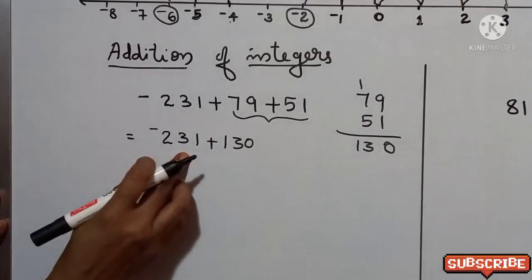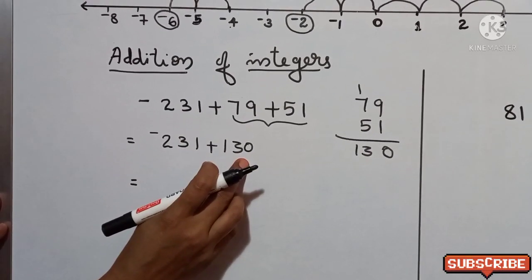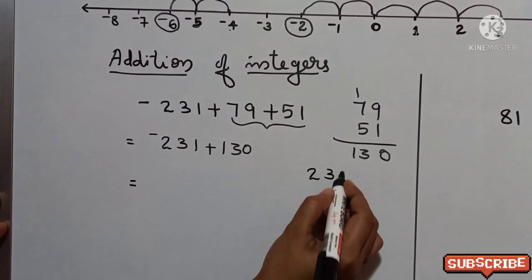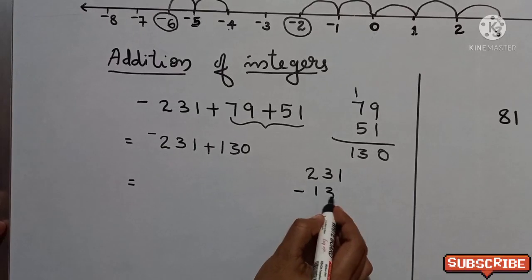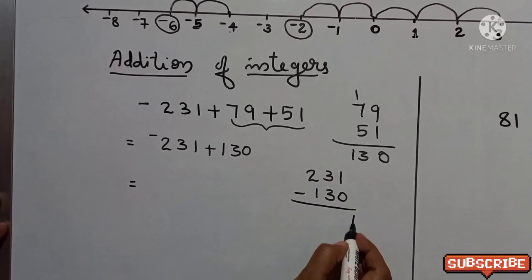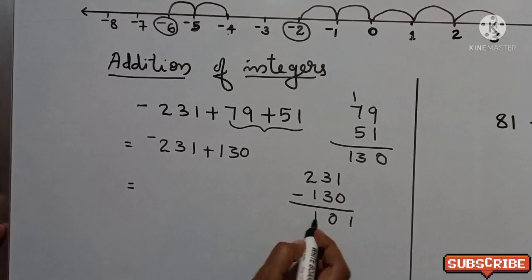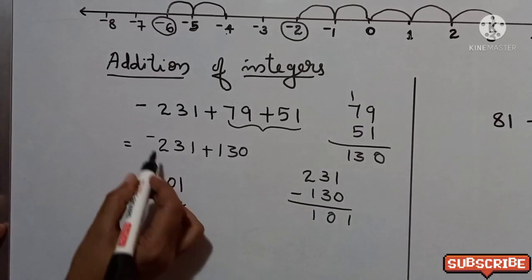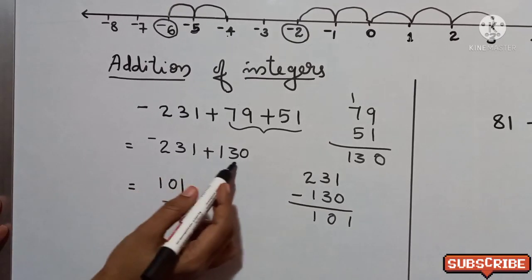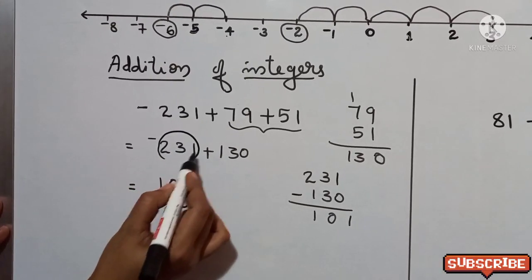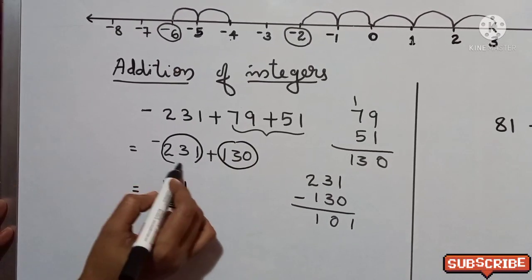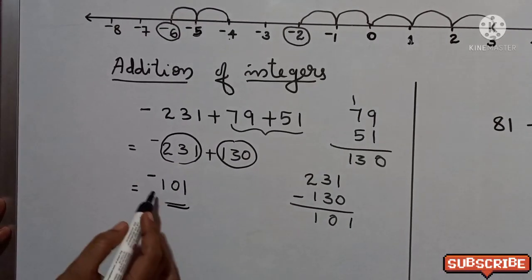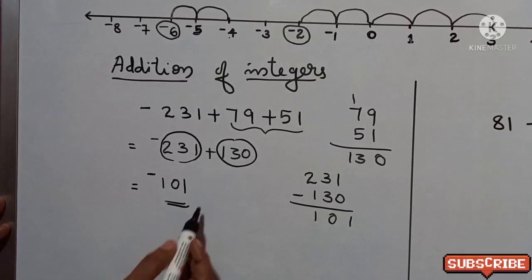That is equal to. Then look here. One is negative and one is positive. Find the difference between them. Larger one is 231. Subtract 130 from that number. 101. We have got 101. Here 231 is the larger one among these 130 and 231. So it is having that negative sign. So put that minus symbol here. Answer is minus 101.